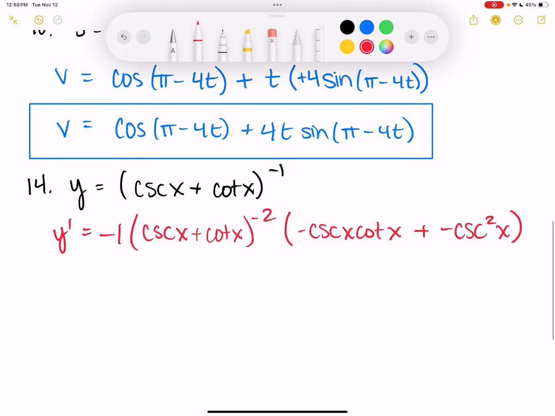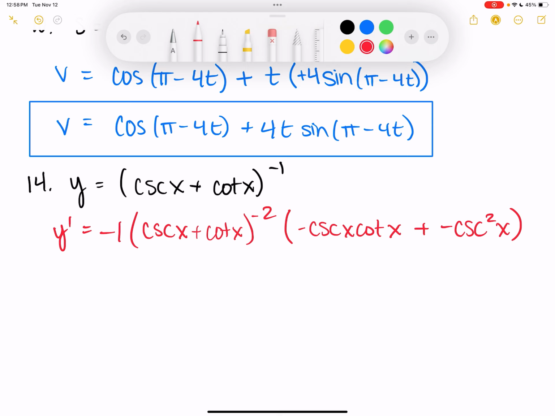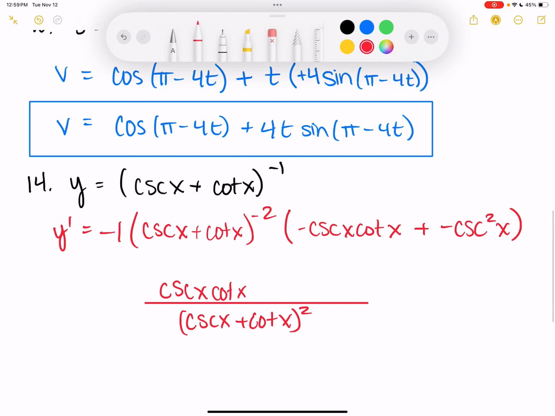So this piece right here that's being raised to the negative 2 is moving to the bottom because it's a negative exponent. So cosecant of x plus cotangent of x squared. Now, everything's being multiplied. So this negative 1, I'm going to multiply by this stuff on top. So it's going to make both of these become positive, because this is negative and this is negative, so it's just going to make all that go away. So we're going to have cosecant of x, cotangent of x, plus cosecant squared of x.